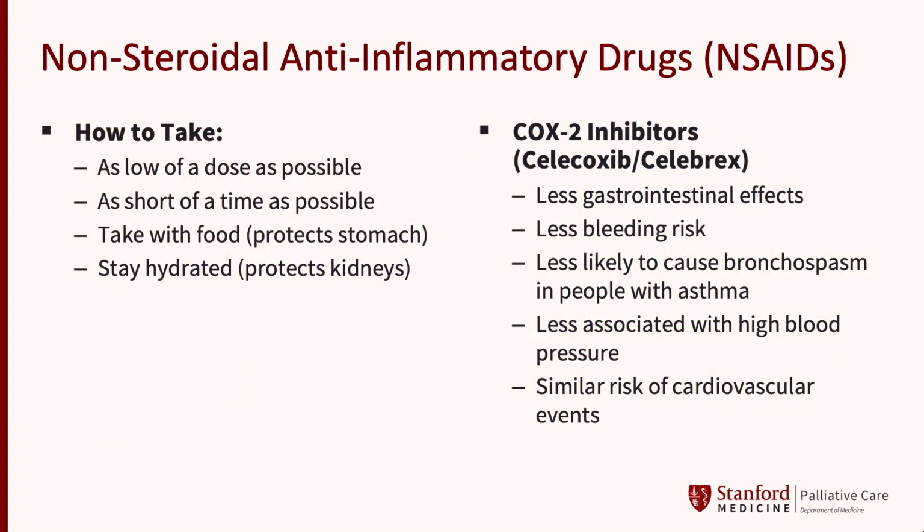So with these potential side effects, we have to think about what's the safest way to take NSAIDs. And really kind of the lowest effective dose is the dose you want to be taking, and for as short of a time as possible. So this is a good sort of short-term component of a multifaceted pain medication regimen. We talked about taking them with food to protect your stomach and staying hydrated while you're taking them to try to protect the kidneys. There is a class of NSAIDs called the COX-2 inhibitors, and celecoxib or Celebrex is one that we use a little bit more in palliative care because it has fewer of those side effects. So less of the gastrointestinal risks, less issues with asthma, less impact on blood pressure medications.